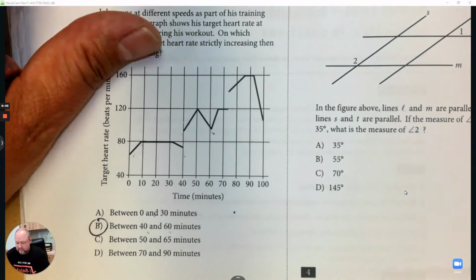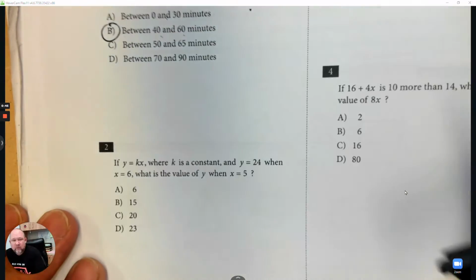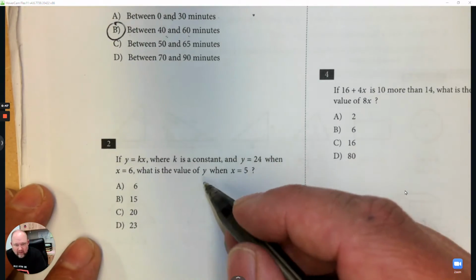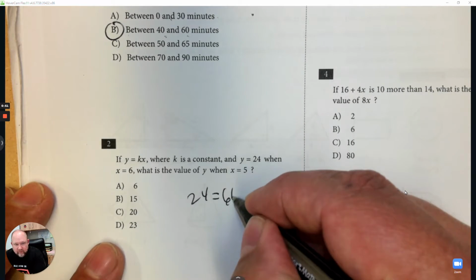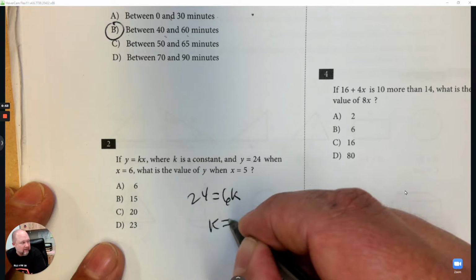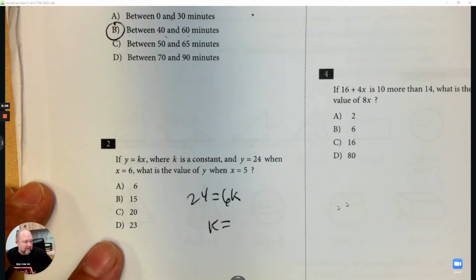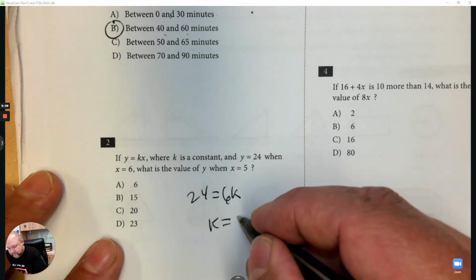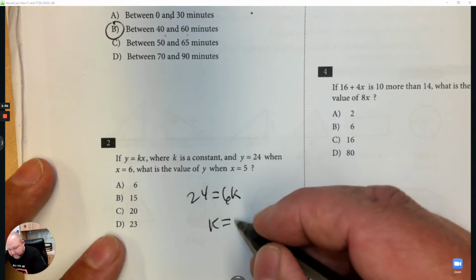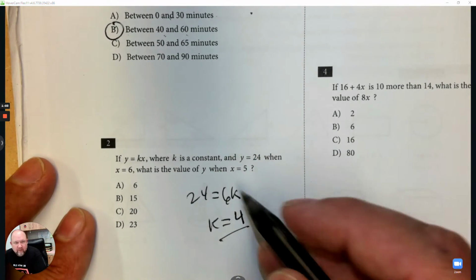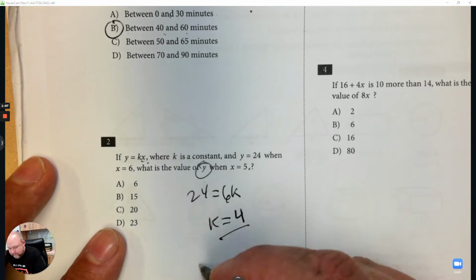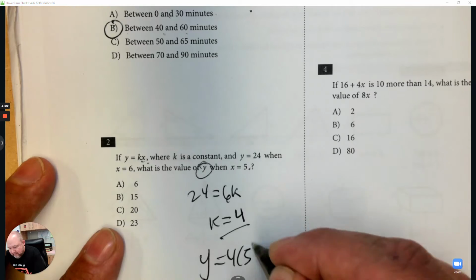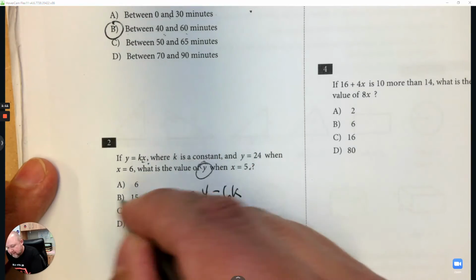Number 2. If y equals kx, where k is a constant, and y equals 24, and x equals 6, then k must be what number? So divide, and you get the answer 4 for k. So k is equal to 4. I want to know what y is. So k is 4, x is 5. So if you multiply it together, the answer is 20.